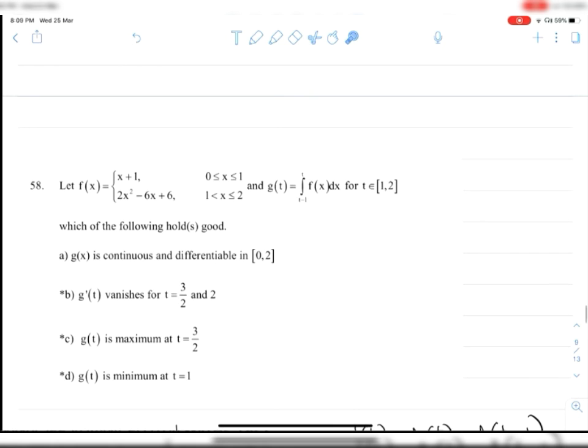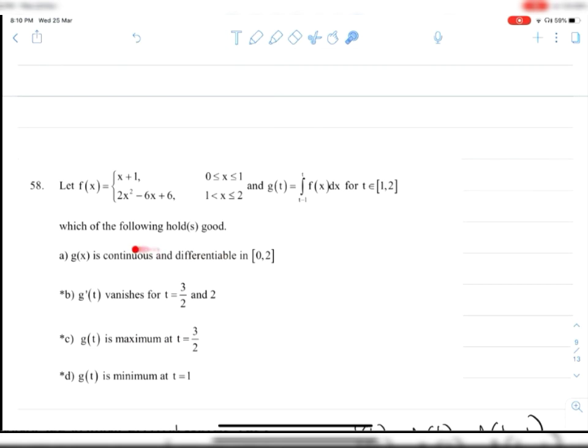58th one. Let f of x is equal to x plus 1 if x lies in between 0 to 1 and 2x square minus 6x plus 6 if x lies in between 1 and 2. And g of t is equal to integral t minus 1 to t f of x dx for t belongs to 1 to 2. Which of the following holds good? g of x is continuous and differentiable in 0 to 2. g dash of t vanishes for t equal to 3 by 2 and 2. g of t is maximum at t equal to 3 by 2.